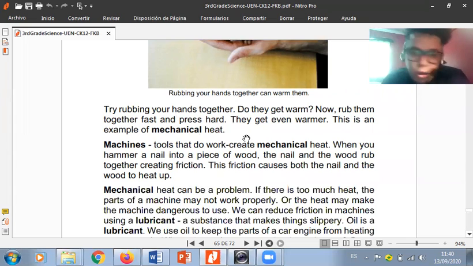Machine tools that you work with create mechanical heat. When you hammer a nail into a piece of wood, the nail and the wood rub together and create friction. This friction causes both the nail and the wood to heat up.